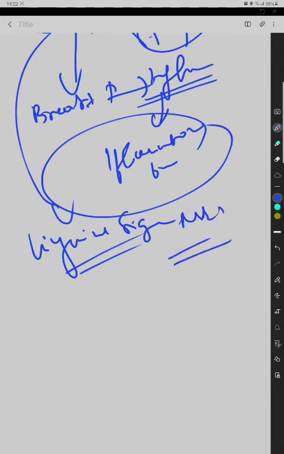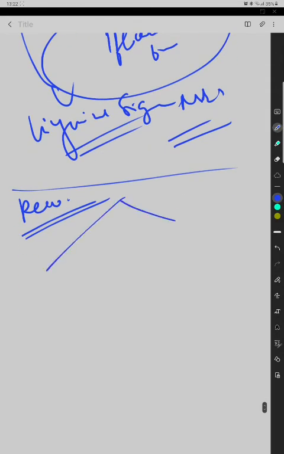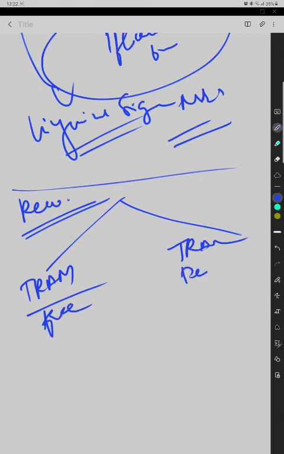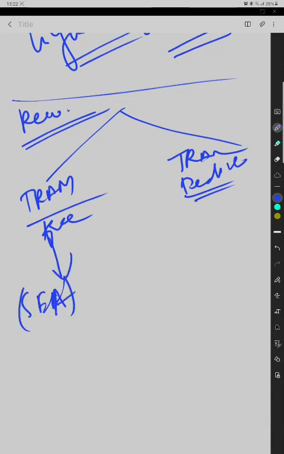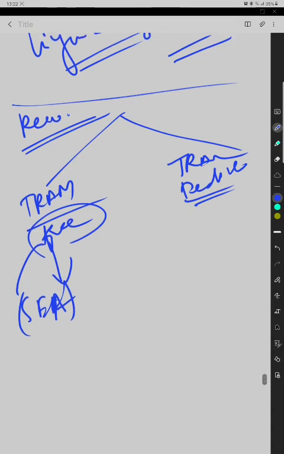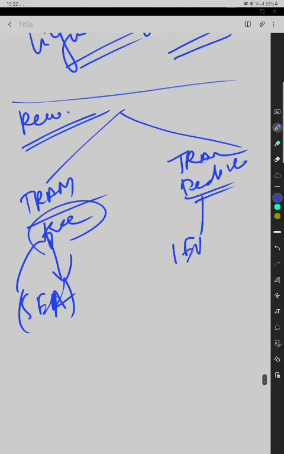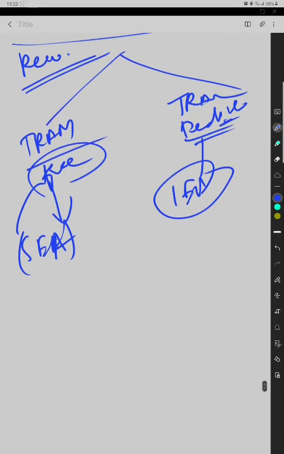Then reconstruction of the breast after surgery. It could be breast conservation surgery or reconstructive surgery. So we have the TRAM flap and the TRAM free flap. Here it is the pedicle flap, which is based upon the superior epigastric artery. The TRAM free flap is based on the inferior epigastric artery pedicle, so IEA, inferior epigastric artery.